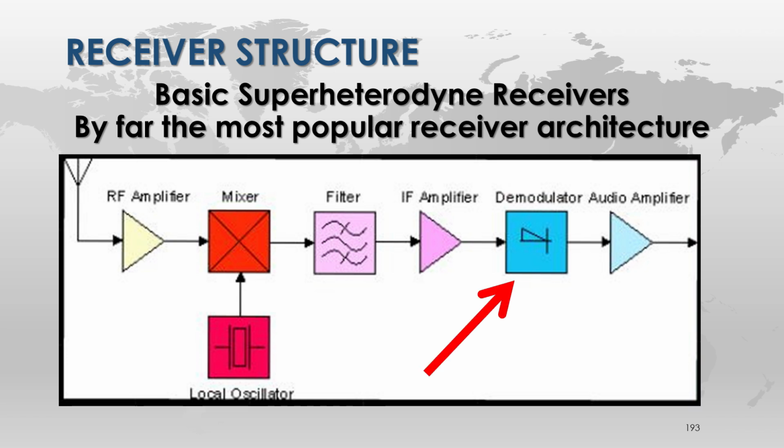Then it goes to a demodulator. The demodulator takes the modulation from the signal and says, this is what they're trying to say, and then it goes to an audio amplifier, which drives a speaker, whether it's in your headset or the speaker on the radio.